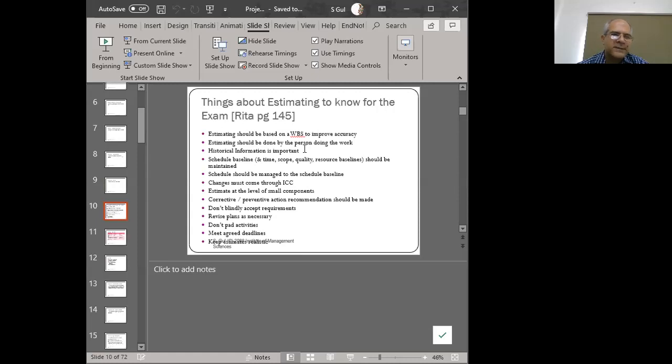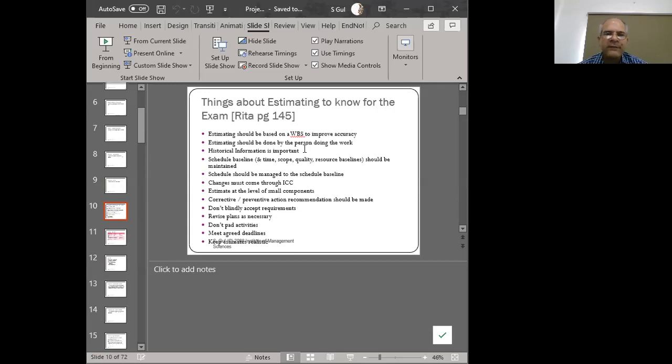The fourth point is that schedule baselines should be maintained, right? Meaning that once we have come up with some sort of a baseline, whether it's a time baseline, or we may be talking about scope or quality or resources, etc. There are several baselines in a project. Specifically for right now, the time baseline. Time baseline means the time period of the project.